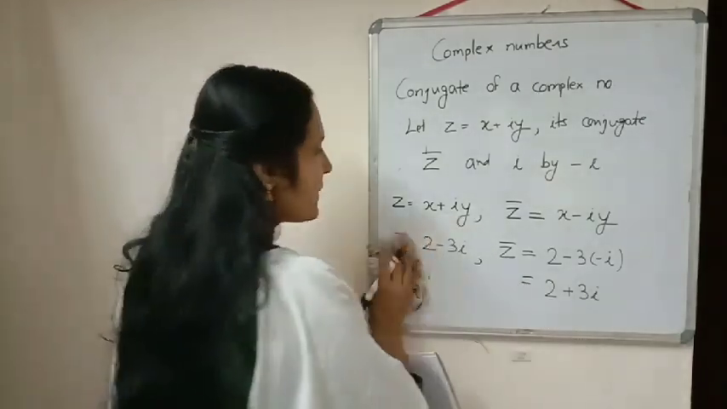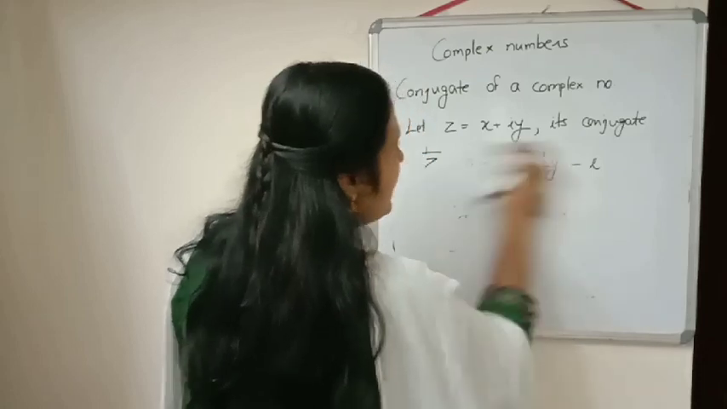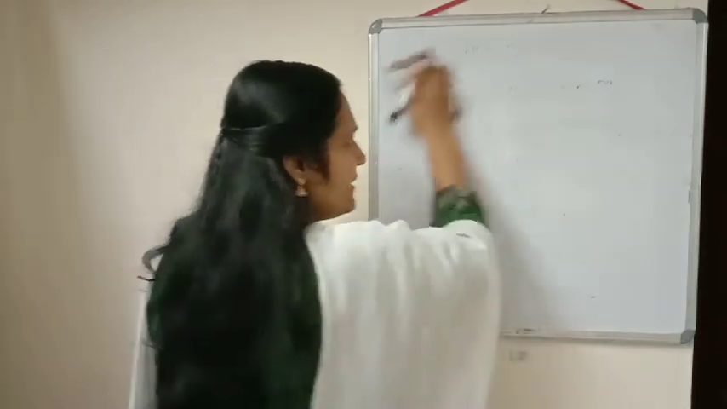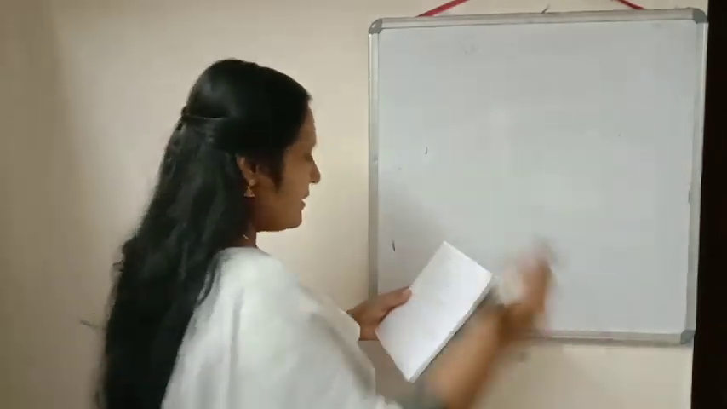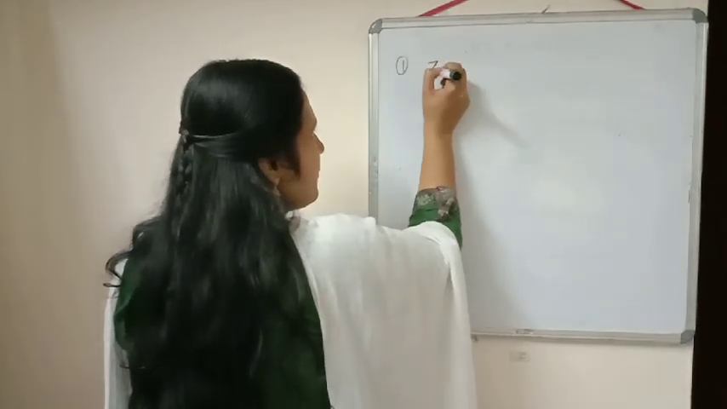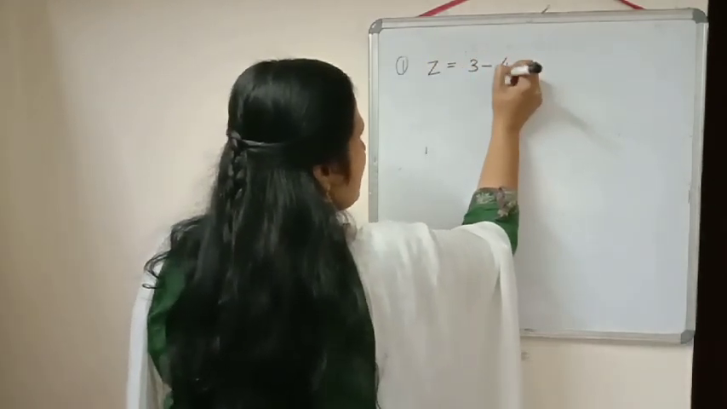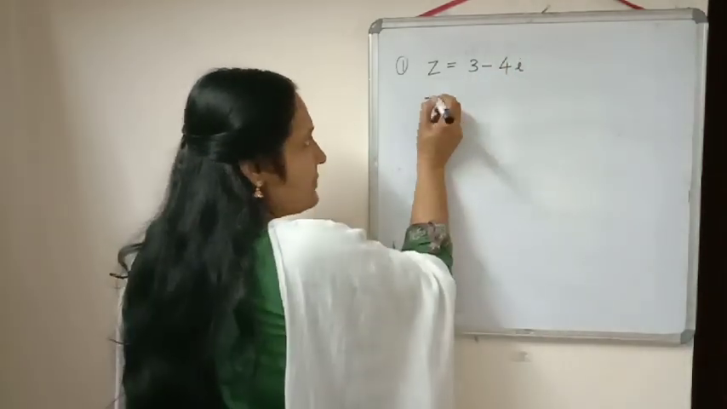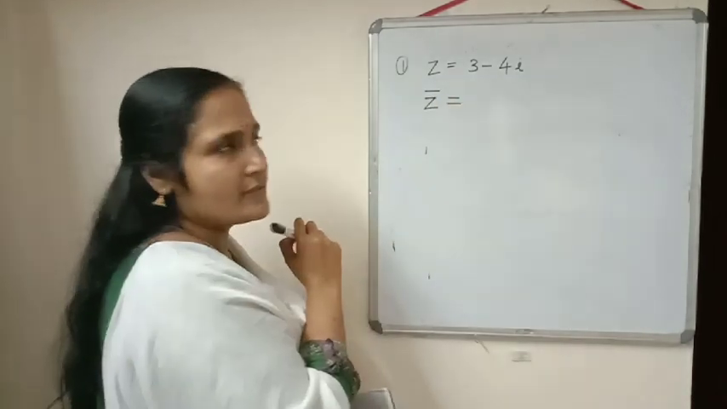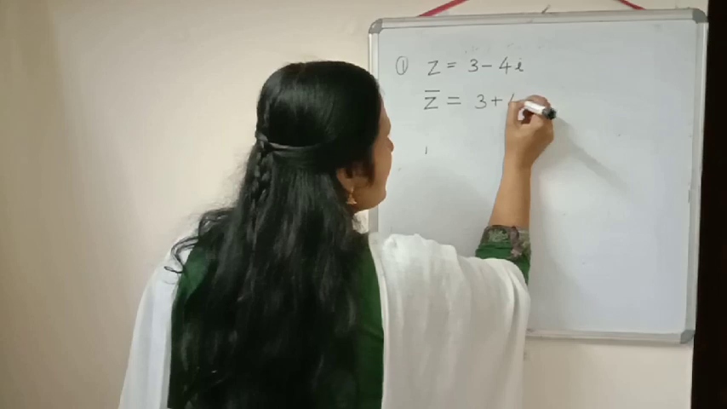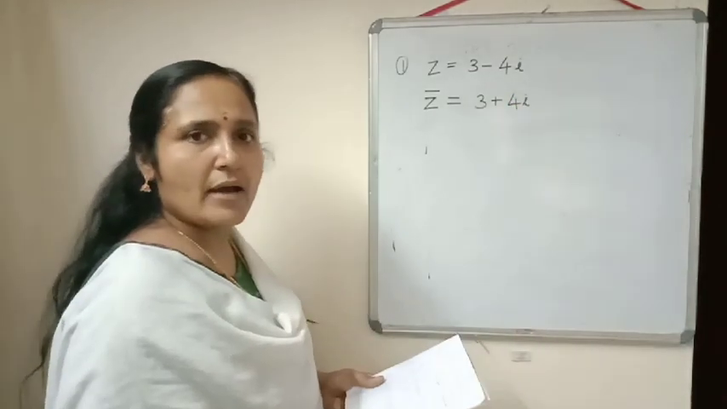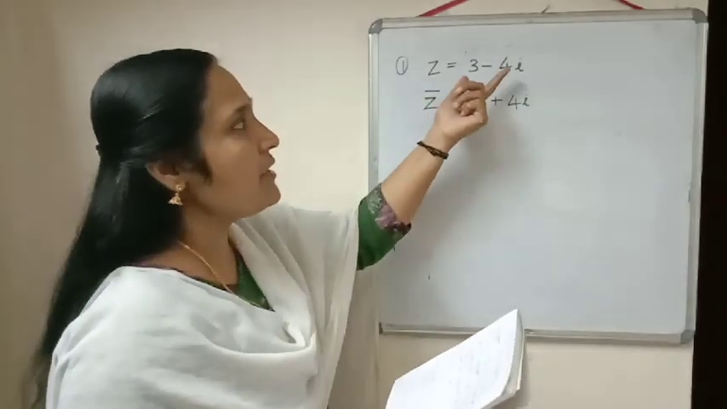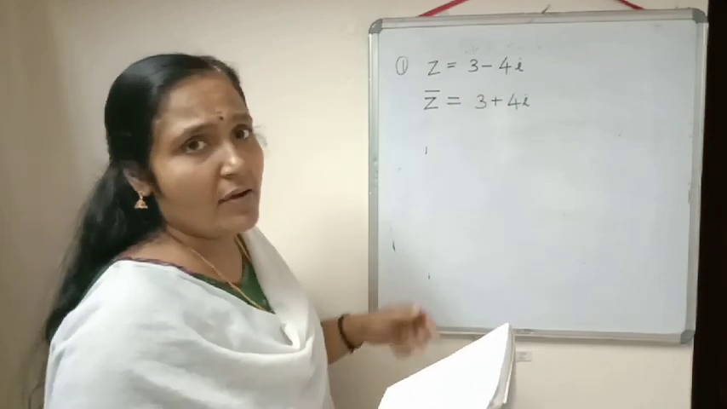Write down the question. Find the conjugate of the following. In that, write down the first question. First question is 3 minus 4i. So before that you can write z is equal to 3 minus 4i. Now what we have to find? Conjugate. We know the concept, replace i by minus i. So z bar will become 3 plus 4i. So this much only you have to write. But before writing, just check the number should be written in the standard form of a complex number.